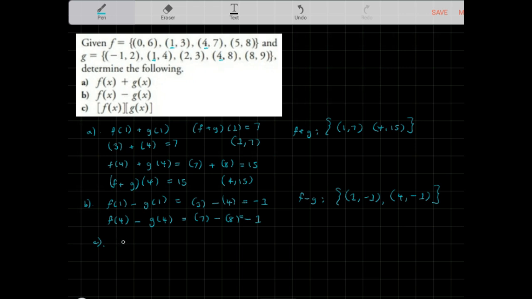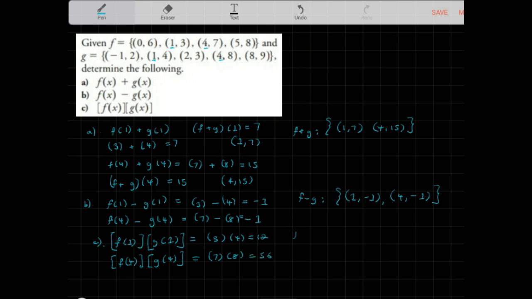Let's take a look at part C. So you have f of x times g of x. So you do the same thing. You do f of 1 times g of 1, which is basically 3 times 4, which is 12. And we can also do f of 4 times g of 4, which is 7 times 8, which is 56.